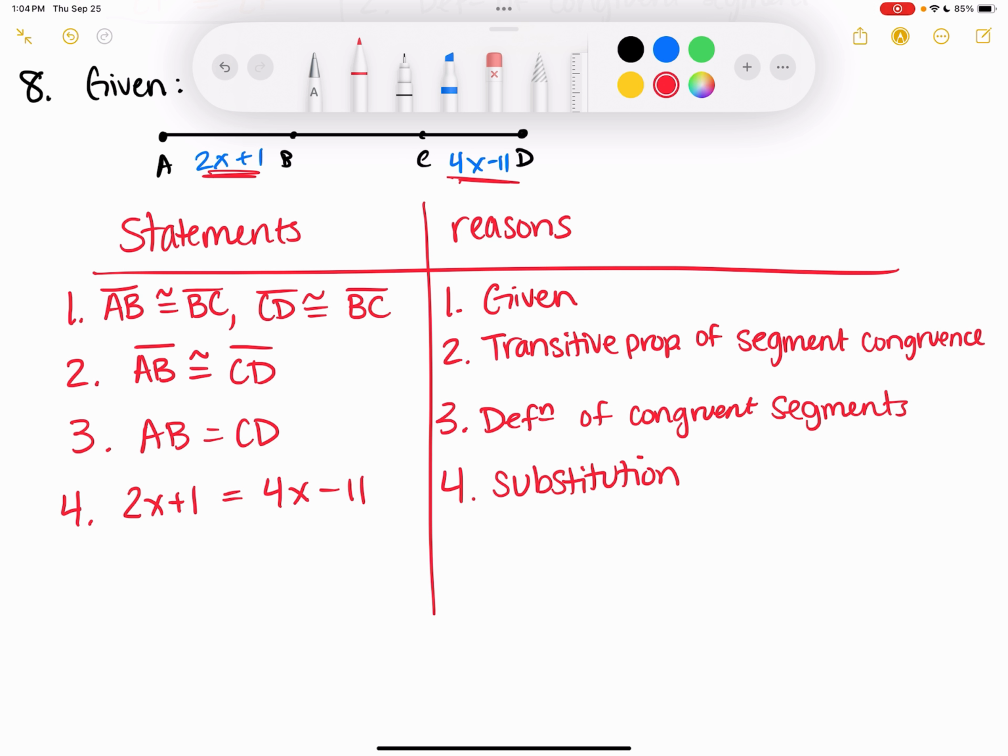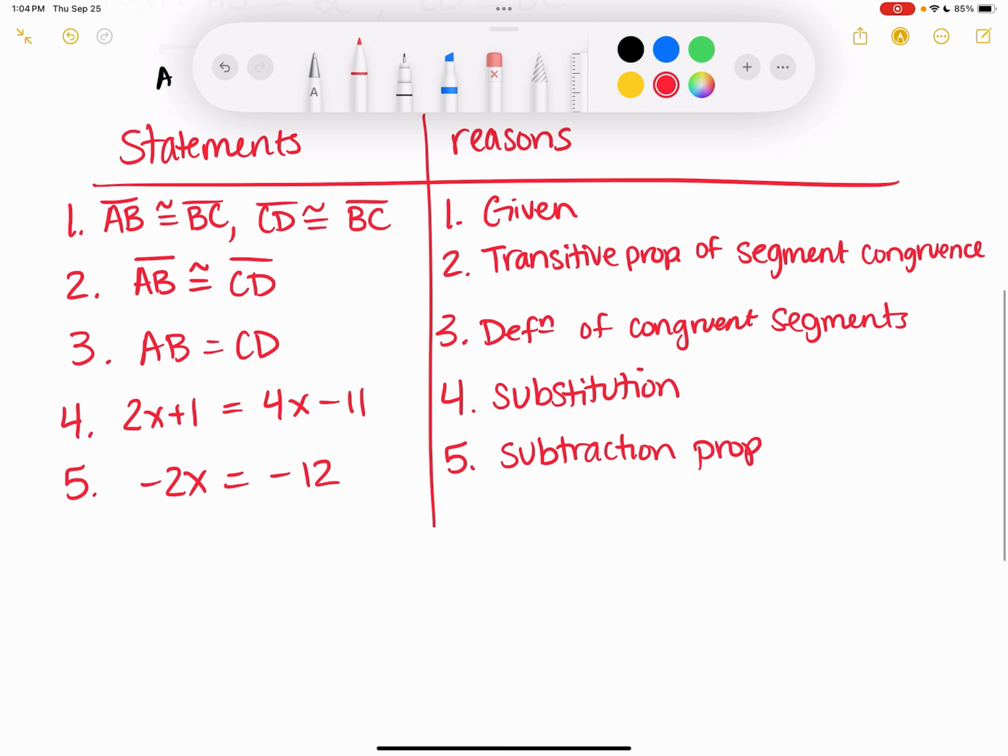Okay? So in this step, I'm going to subtract 4x. So that's going to give me a negative 2x. And I'm also going to subtract the 1 at the same time. So this is going to be equal to negative 12. And I can do this by the subtraction property. If you want to write it out as two separate things, you can also do that instead. You'll just end up with one more step in your proof than everyone else, but that's fine.